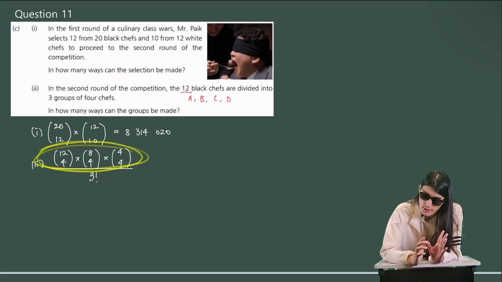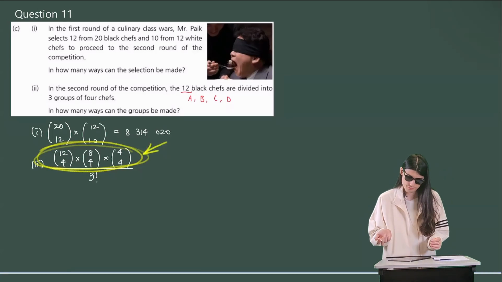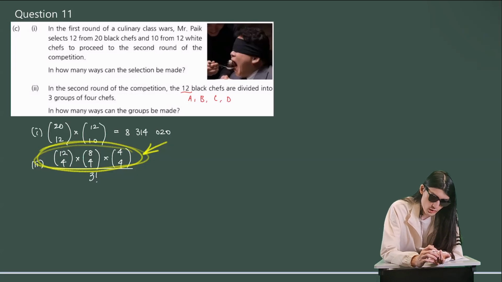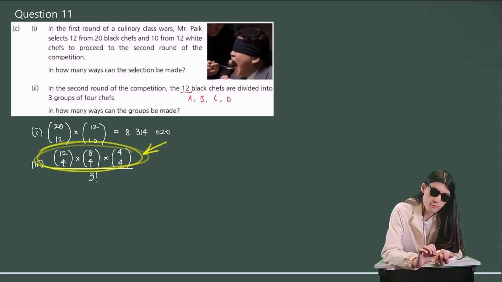However, I'm saying that should not be the case. As in, the cases where A, B, C, D go into group A, group B, and group C, what this calculation, the 12C4 times 8C4, treated as 3 separate cases should actually be one single identical case, is what I'm trying to say.